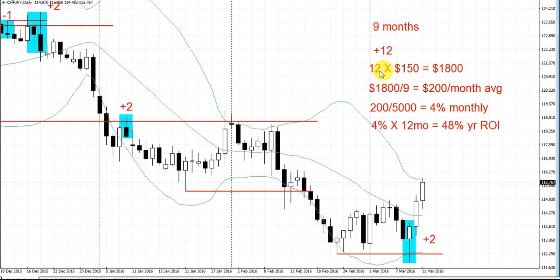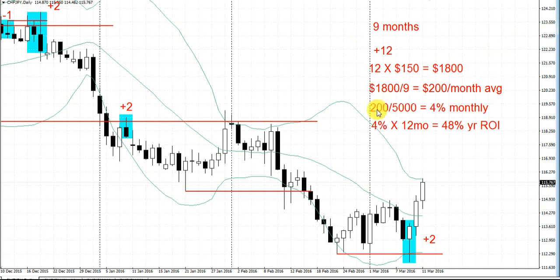So you're looking at 12 positions at $150 per position. That's $1,800 total over 9 months. I took the $1,800 divided by the 9 months, and we come out with $200 per month average profit on the daily. That's trading the daily on the Swiss yen alone. Just bear in mind we trade 21 pairs.